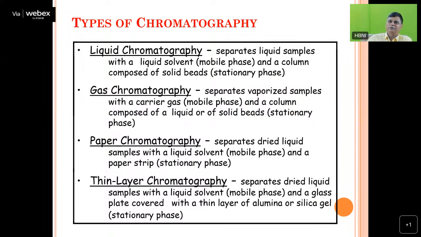Liquid chromatography separates a liquid sample with a liquid solvent, that is the mobile phase, and a column composed of solid beads as the stationary phase.